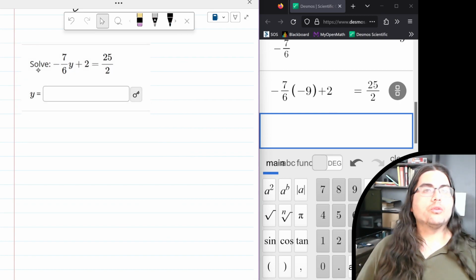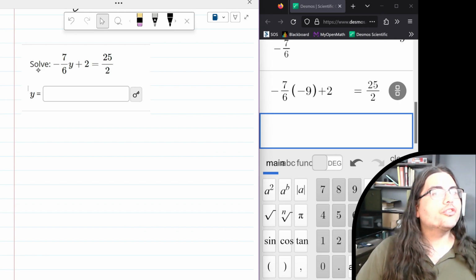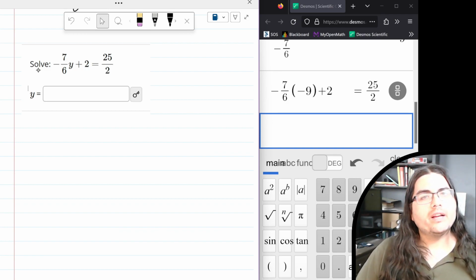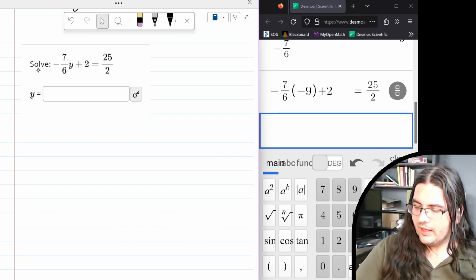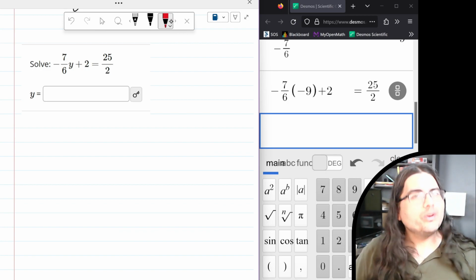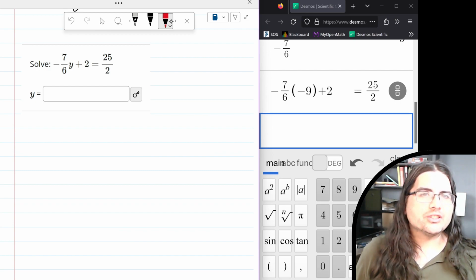So I'll start over, brand new equation, same problem. -7 over 6y plus 2 equals 25 over 2. Let me, instead of subtracting 2 first, get rid of all of these fractions first. How do I get rid of the fractions?